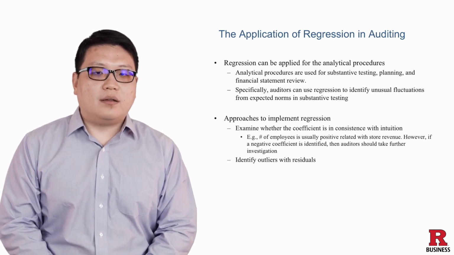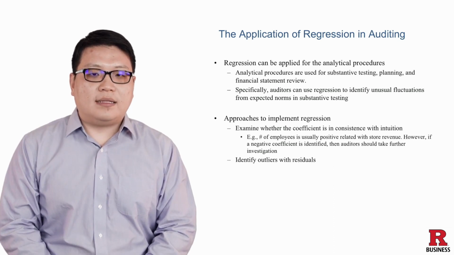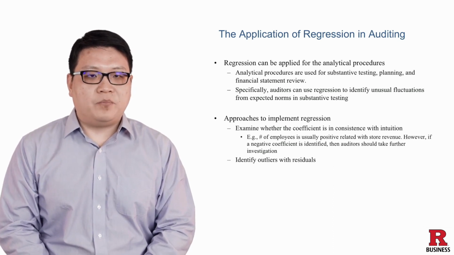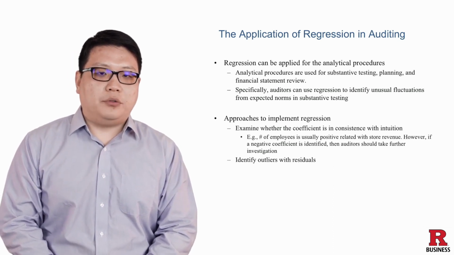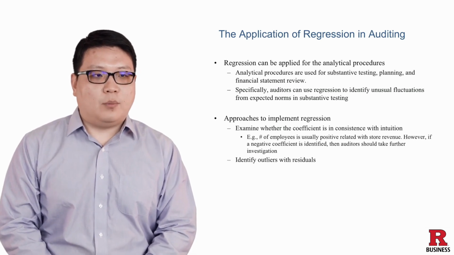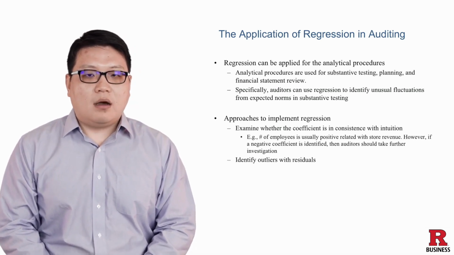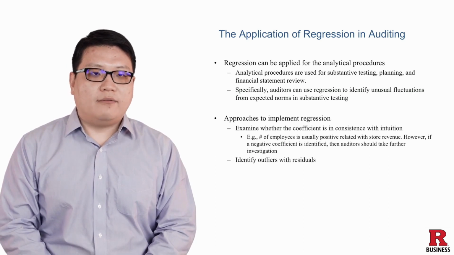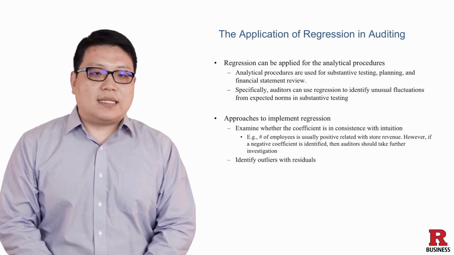First is to examine whether the calculated coefficient is inconsistent with intuition. For example, we think that the more employees a company has, the more revenue the company will make. However, if the auditor finds a negative coefficient between employees and revenue, then that may be a red flag.